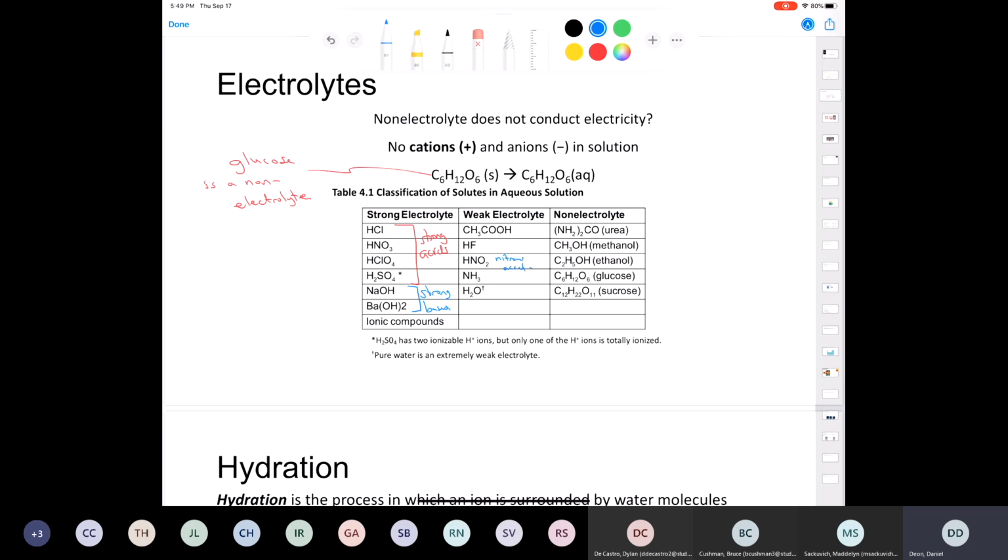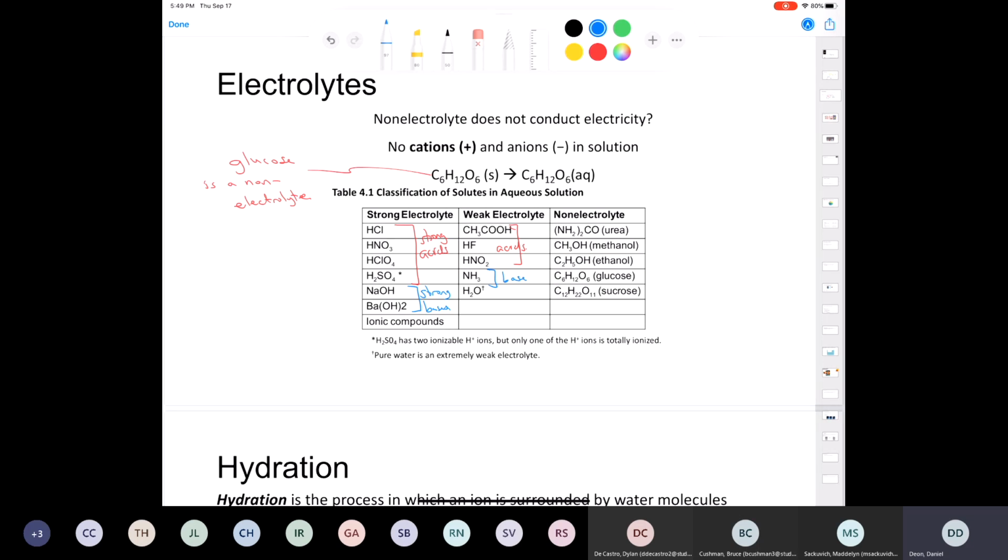The next one is ammonia, right? The first three, maybe I should have written that in red, the first three weak electrolytes that they have here, these are all acids, okay? Ammonia is a base. So ammonia is a base, and it's a weak electrolyte. And then it also says water. Water is a weak electrolyte.